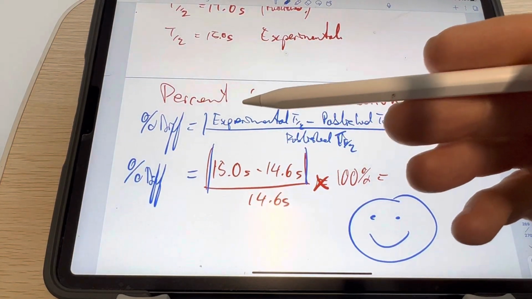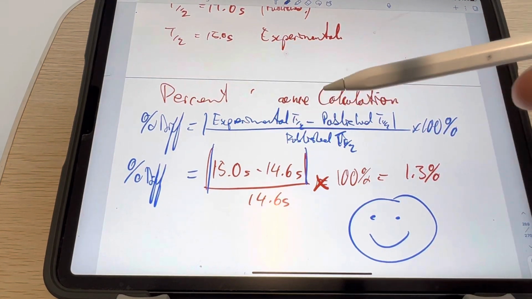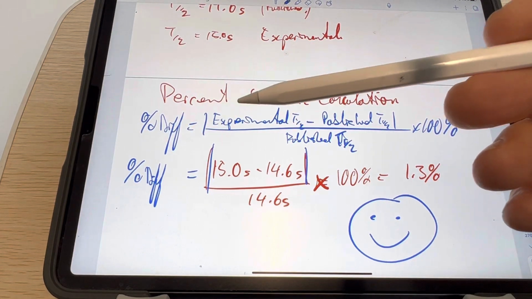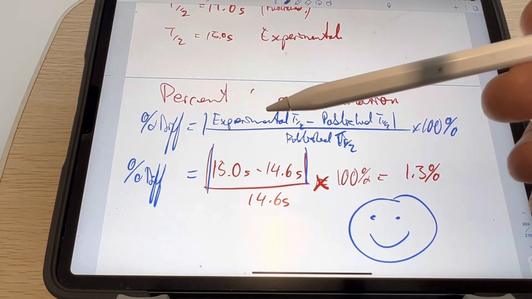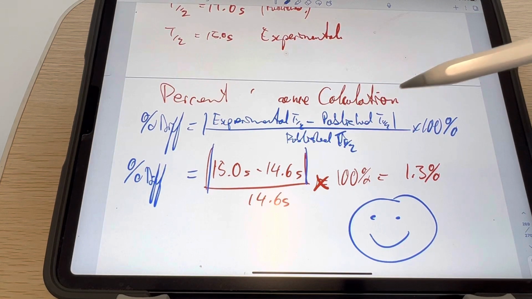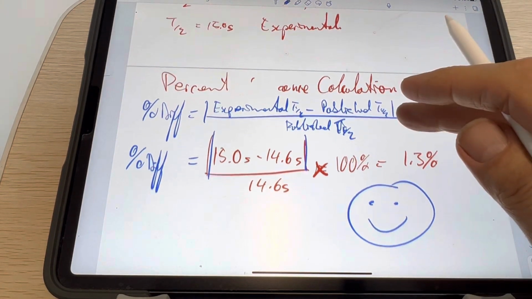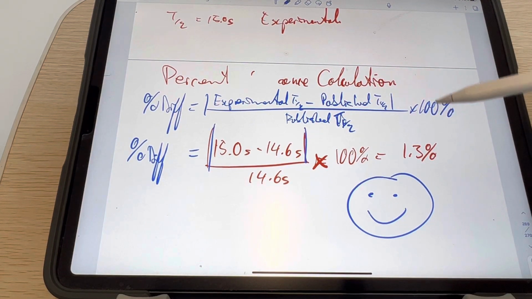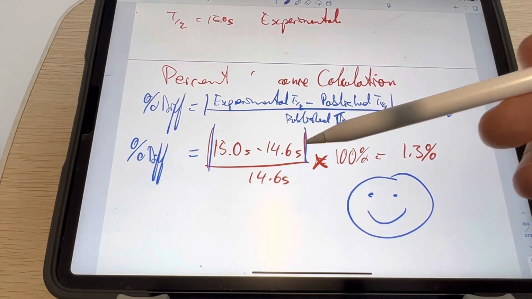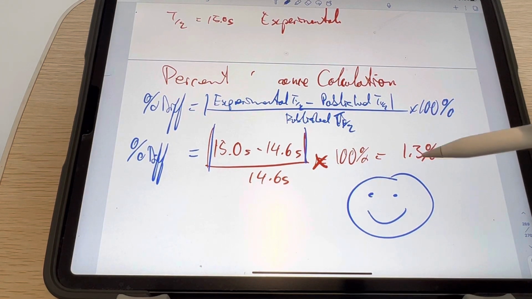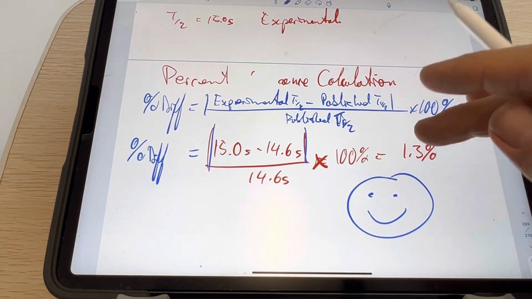Sorry, that got erased. This says percent difference calculation. And you need to show the formula for that, which is quite simple. The percent difference is the absolute value of the experimental half-life minus the published half-life all divided by the published half-life, multiplied by 100%. Then you put in your data with the units, multiply that by 100%, and I don't even know if this calculation's right, but there it is. For example, you'd get some number like 2 or 10% or 20% or 1%. And there's your happy face because you're done.